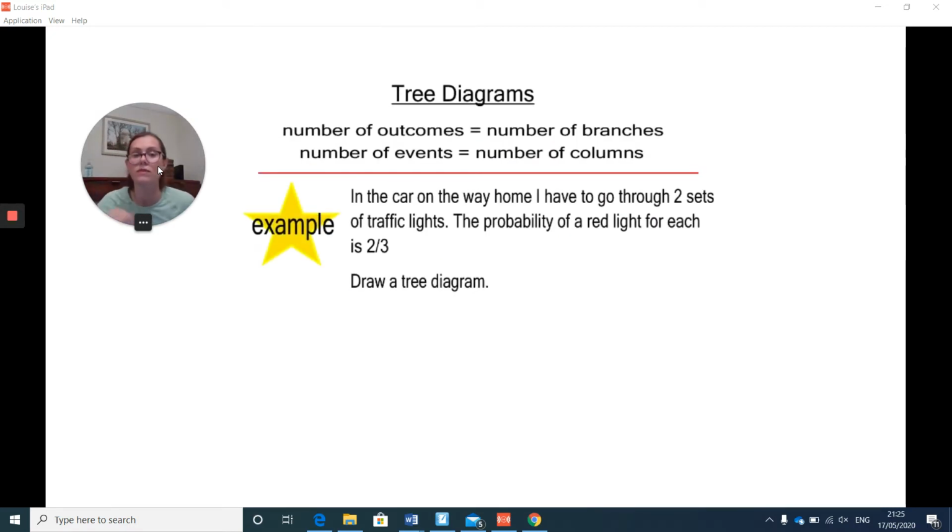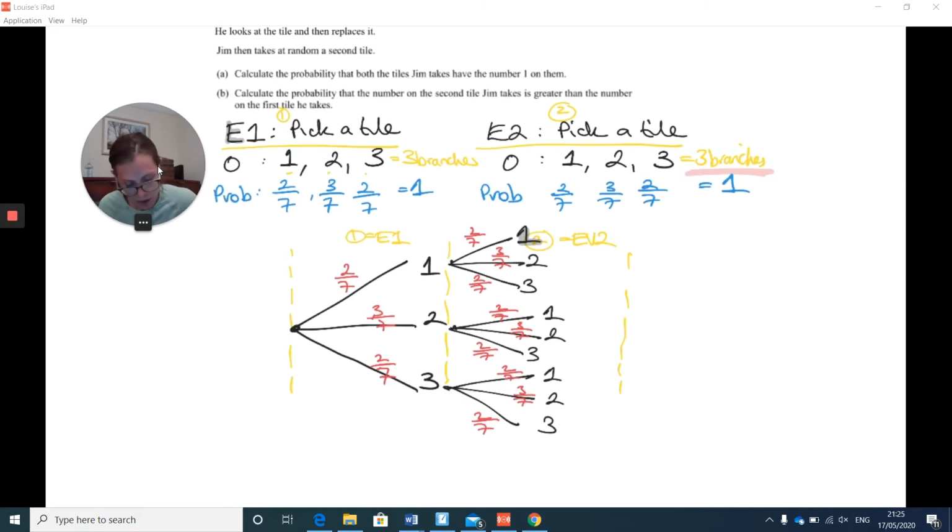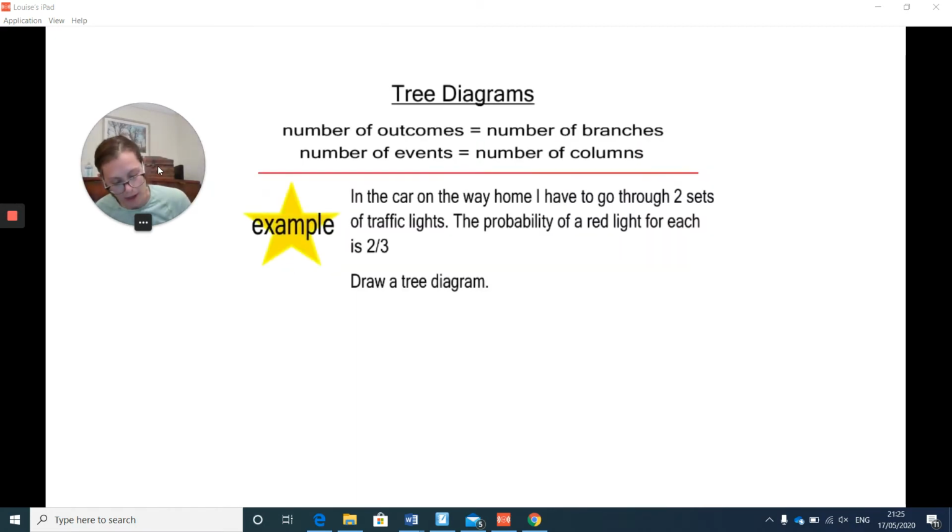So remember the number of outcomes. So here the number of outcomes, I had a 1, a 2, and a 3 in the first event. 1, 2, 3. The number of outcomes represent the number of branches you have, and the number of events, so event 1 picking a tile, event 2 picking a tile, represents the number of columns you have. So here, number of outcomes represent the number of branches, number of events represent the number of columns.